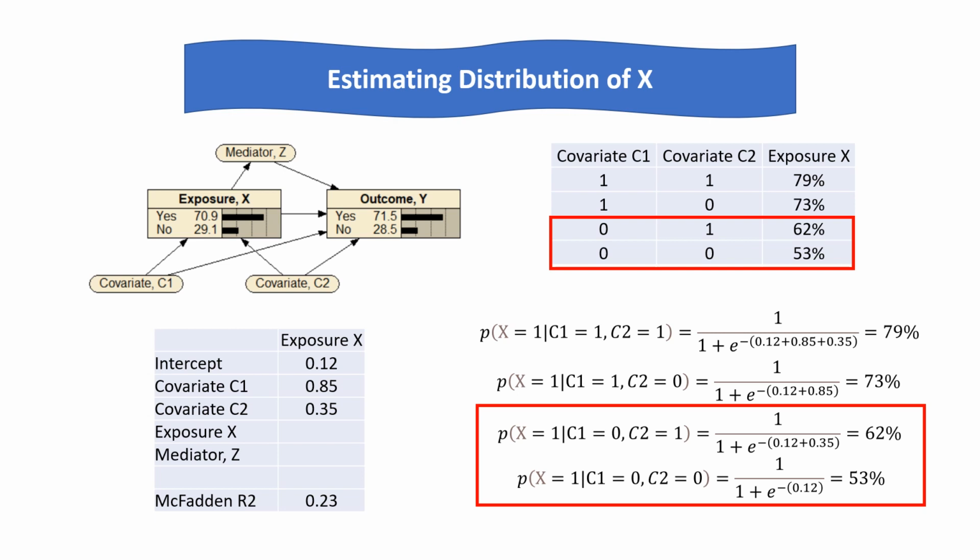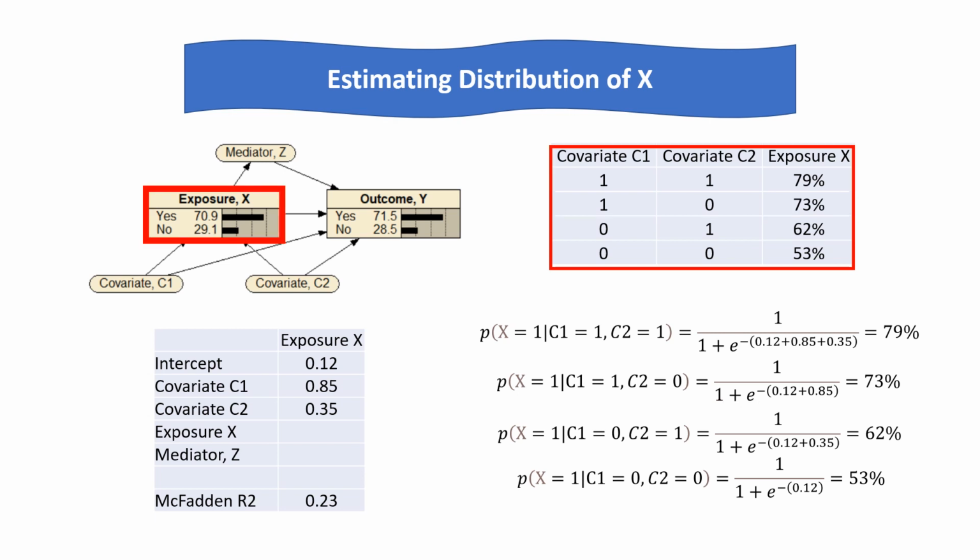Similarly, evaluating the regression equation for each row in the factorial combination of direct predictors of X gives us the values of 62% and 53%. This completes the joint distribution of exposure variable X as a function of its direct predictors. On average, the exposure variable occurs 70.9% of the time, as shown in the network.